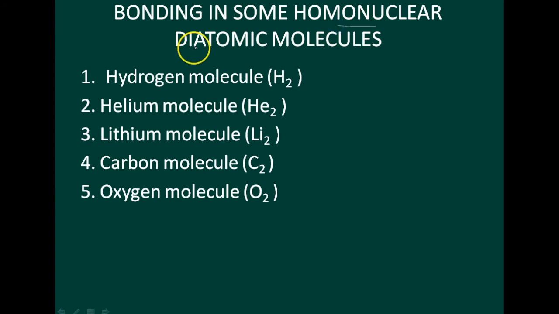Next, bonding in some homonuclear diatomic molecules: the hydrogen molecule, helium molecule, lithium, carbon and oxygen molecules. What happens in homonuclear bonding? First, coming to hydrogen, H2. It is formed due to the combination of two hydrogen atoms, and each hydrogen atom has one electron in the 1s orbital.